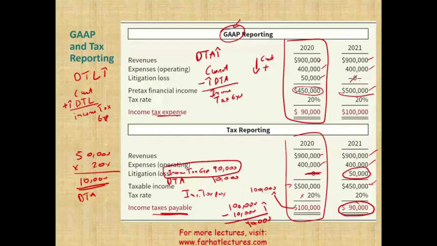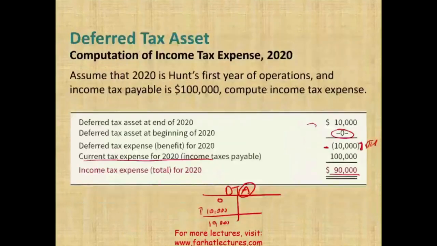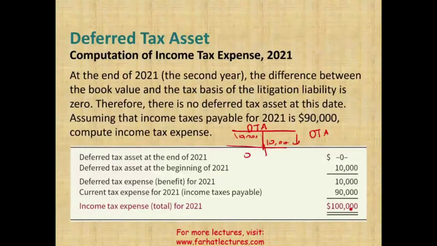I have to pay the IRS only $90,000 because I paid them the prior year $100,000. I paid them more. So that $10,000 difference reversed. Because it reversed, I have to reduce my DTA. Remember, if DTA goes down, I'll take the current plus the reduction. So 90,000 plus the reduction of 10,000. So notice what's going to happen. Income tax expense equals 100,000, because the beginning was 10,000 and the ending was 0. DTA went down by 10,000. Therefore, I will take my current plus the reduction in DTA to give me my income tax expense.